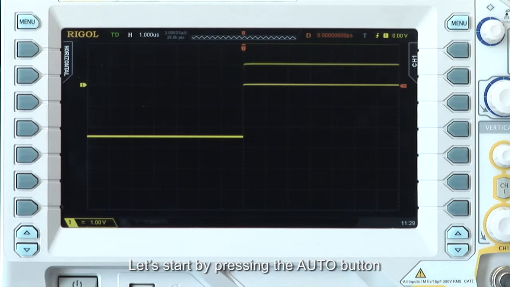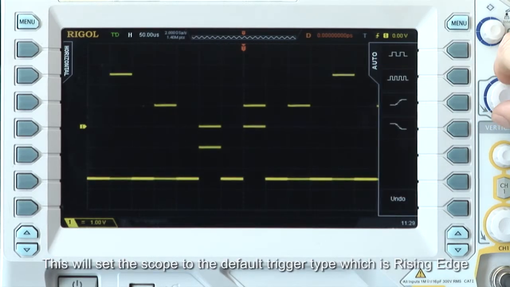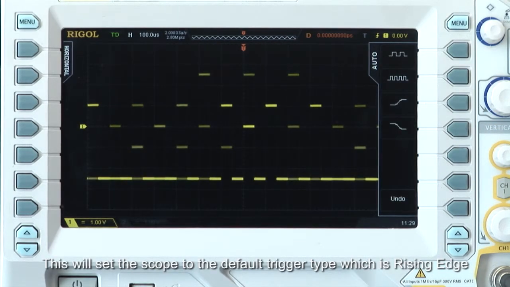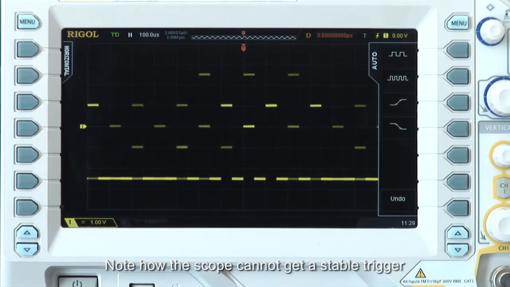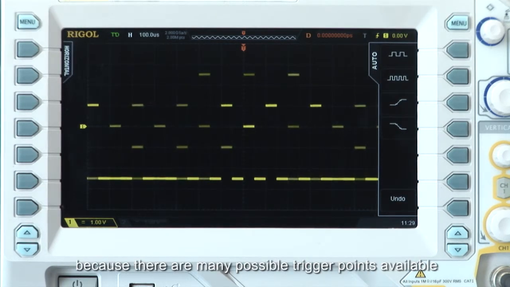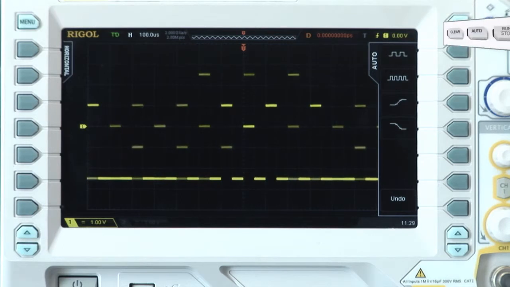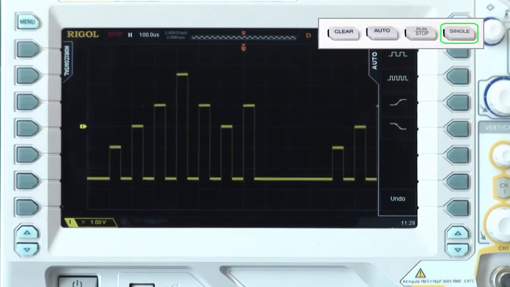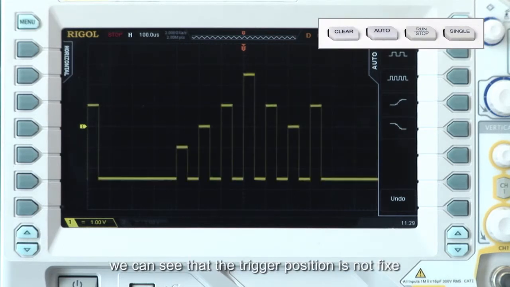Let's start by pressing the auto button. This will set the scope to the default trigger type, which is rising edge. Note how the scope cannot get a stable trigger because there are many possible trigger points available. Even when we try single trigger mode, we can see that the trigger position is not fixed.